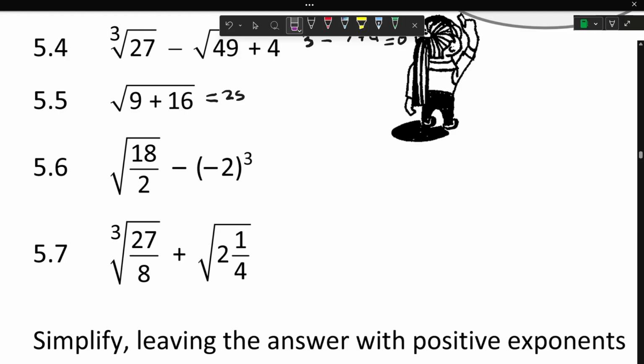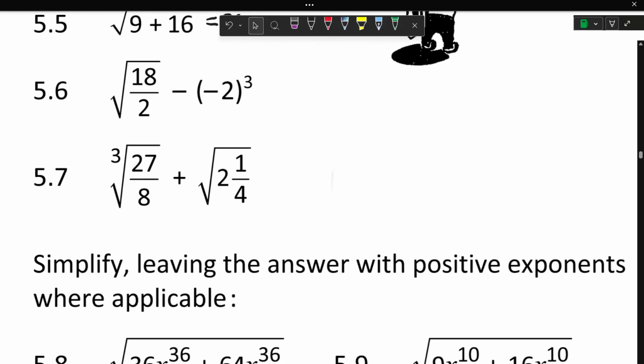Then 18 over 2, so that is going to be the square root of 9 minus negative 2 cubed. The negative 2 cubed is going to be a negative, because it's a negative times a negative, which is a positive, times a negative, which is a negative. So that'll be negative 8. So it's going to be 3 minus minus 8. These two minuses here become a positive, so that'll be 11. Cool, guys. If you need clarification once again, come and speak to me.